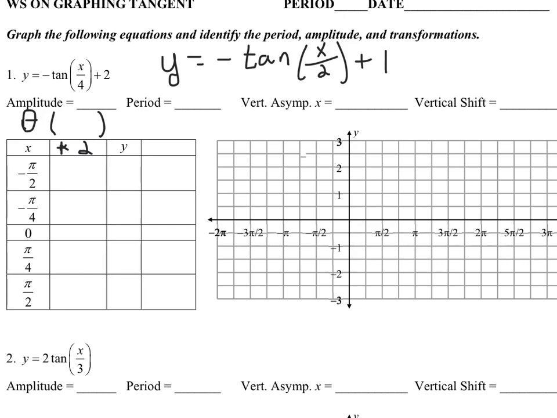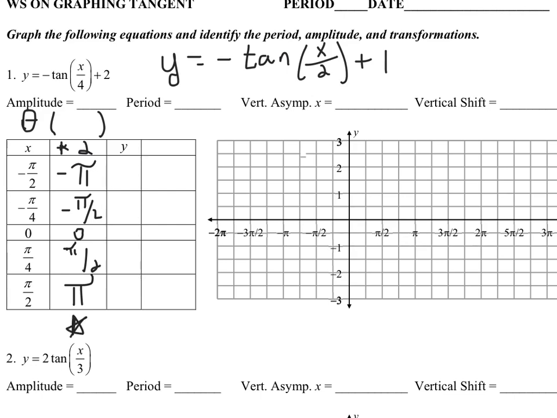All right, so I'm going to go through the angles and I'm going to multiply them by 2. When I multiply this negative pi over 2 by 2, I just get negative pi. And when I multiply negative pi over 4 times 2, I get negative pi over 2. And then 0. And then pi over 2. And then pi. So those are going to be my new angle measurements that I'm going to graph.